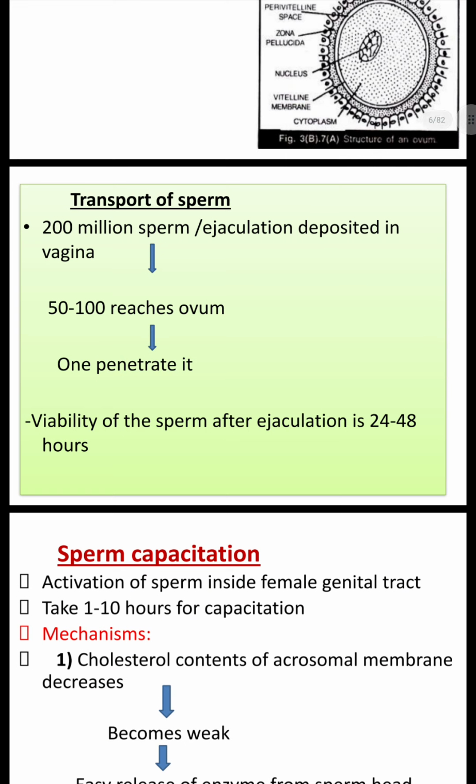Now, the transport of sperm. 200 million sperms are produced per ejaculation, and they are deposited in the vagina. Only 50 to 100 sperms will reach the ovum and only one will penetrate it. The viability of the sperm after ejaculation is hardly 1 or 2 days, that is 24 to 48 hours.